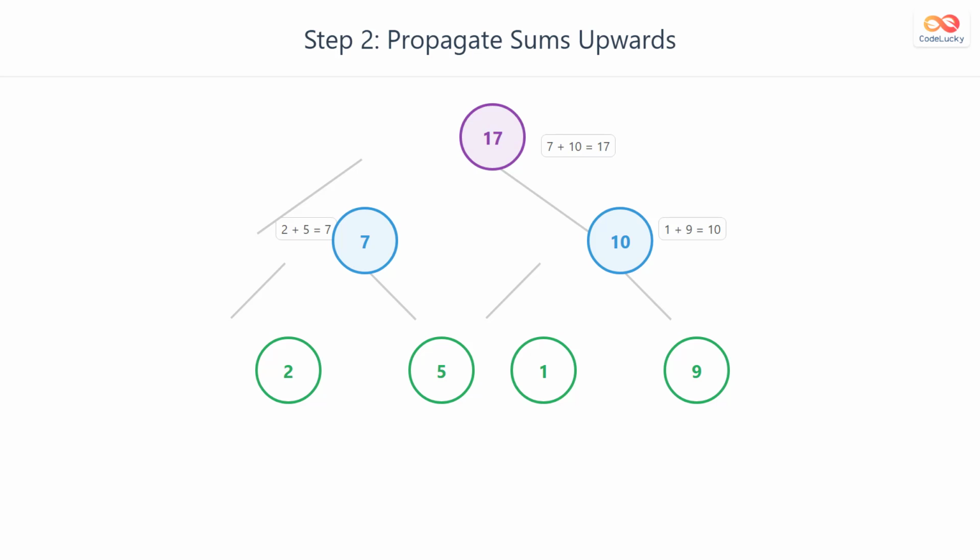Once the leaves are set, the values propagate upwards. 2 plus 5 equals 7, 1 plus 9 equals 10. Finally, 7 plus 10 gives us 17 at the root. Now, every node knows the sum of the range it covers.